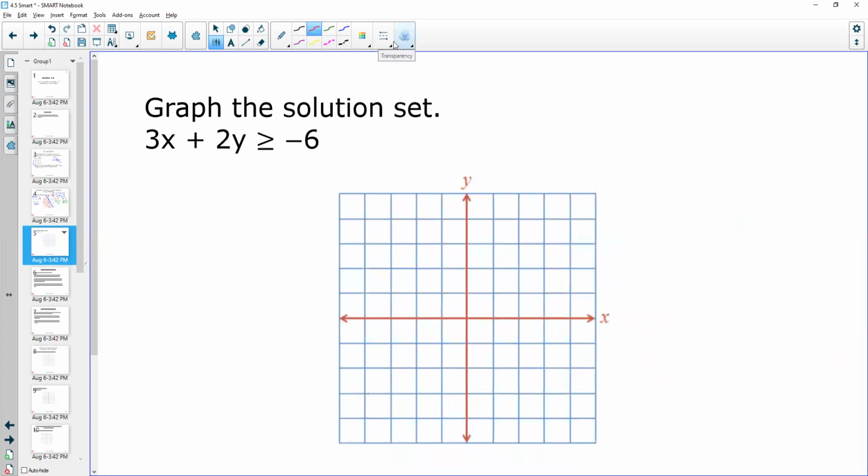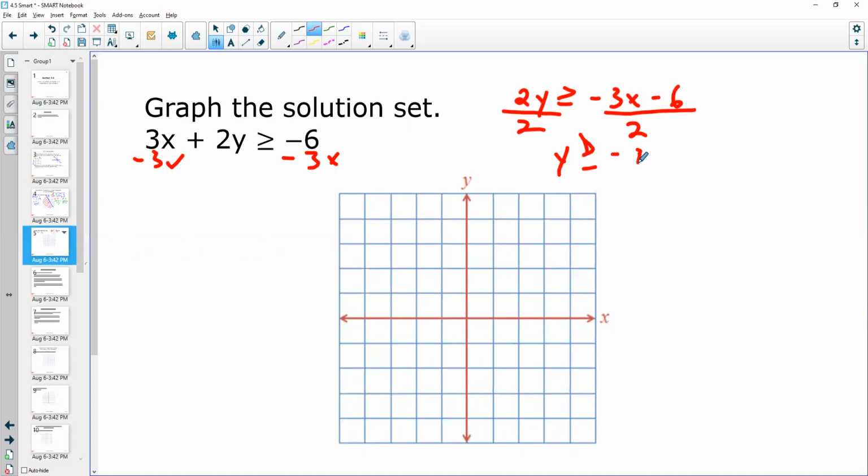So let's try another. So I have 3x plus 2y greater than or equal to negative 6. So the first thing I'm going to do is put it in y equals mx plus b, move the 3x. So I'm going to get 2y greater than or equal to negative 3x minus 6, divide by 2. So I get y greater than or equal to negative 3 over 2x minus 3. So I know that the slope is negative 3 over 2. I know the y-intercept is 0, negative 3.